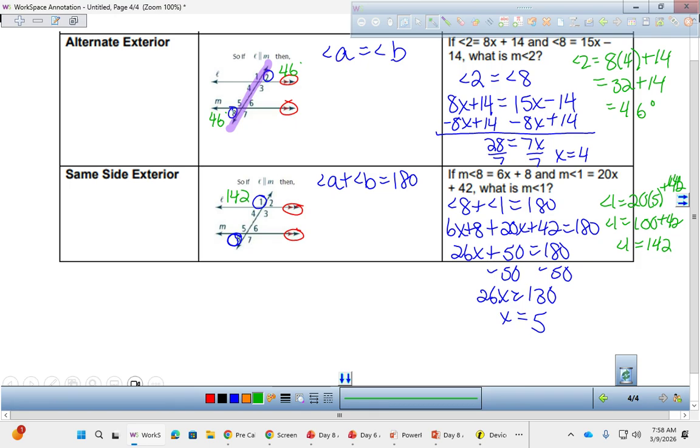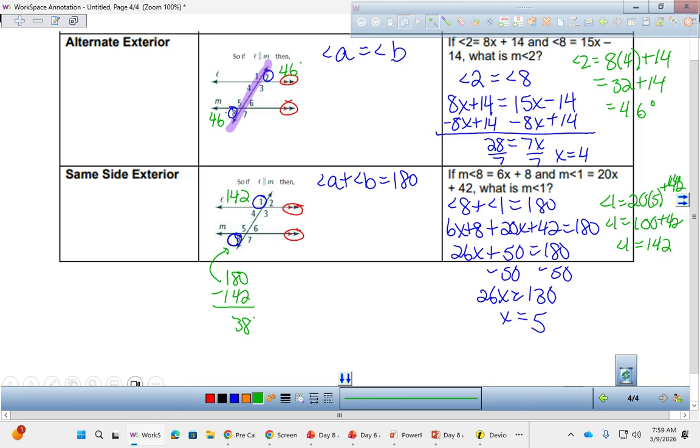Angle 8 is not 142. Remember, they are supplementary. If I wanted to find angle 8, which it doesn't say, I could either plug 5 into the equation, 6 times 5 plus 8, or I could do it this way. We're going to get 38 either way. Those two angles add up to 180.